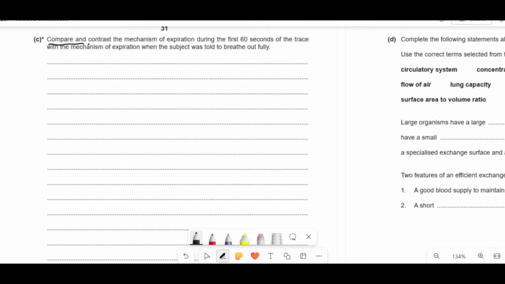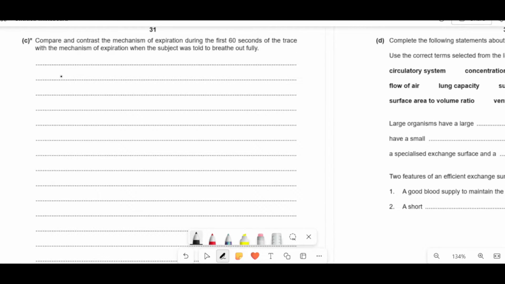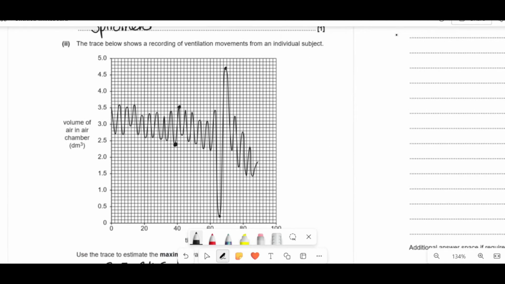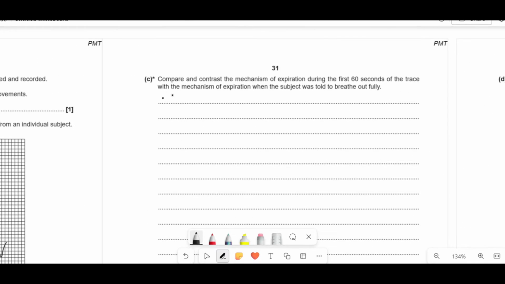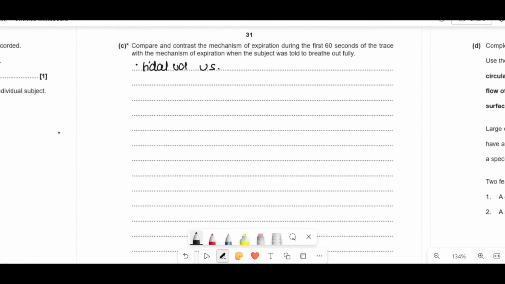It says compare and contrast the mechanism of expiration during the first 60 seconds of the trace with the mechanism of expiration when they were told to breathe out fully. When it says compare and contrast, it means say what's similar and what's different. But we need to figure out what we're doing versus what. In the first 60 seconds, if we look here, that's just the tidal volume. So what it's asking you to actually do is compare tidal volume, or normal standard breathing, versus the vital capacity here.